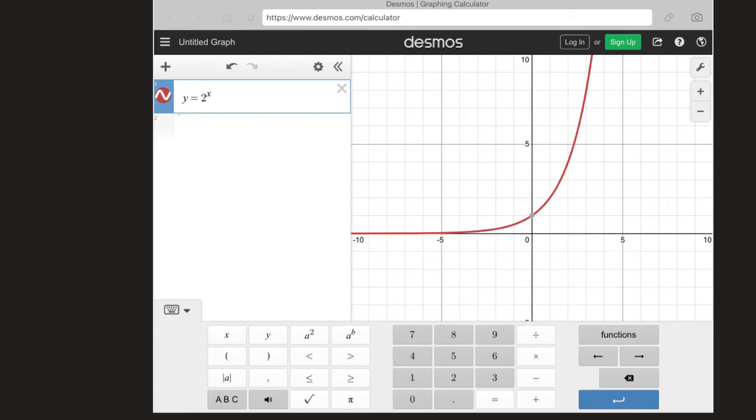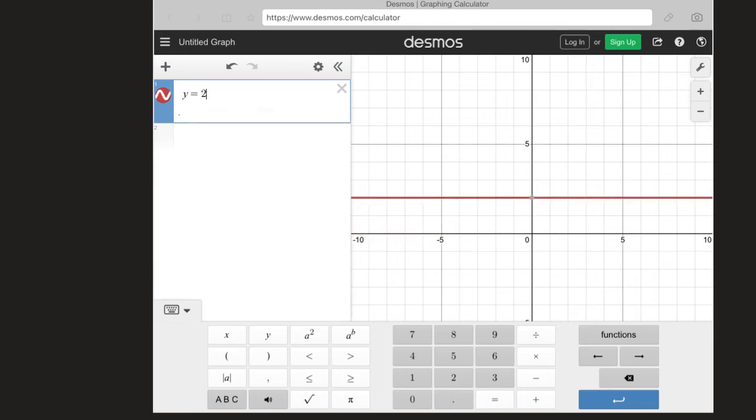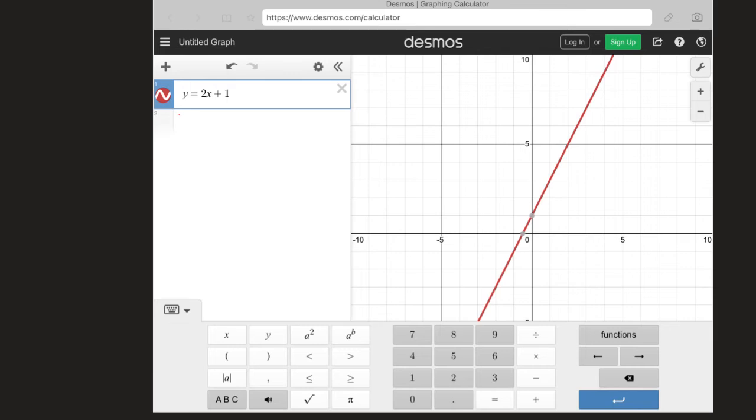So if I go back and address maybe a simpler function, a grade 9 function, y equals 2x plus 1, and I were to ask you, well, what's the slope of that line? You should be able to identify that it's a slope of 2. Okay, what I'm going to do is have Desmos do some calculus for me. It's going to calculate the slope.